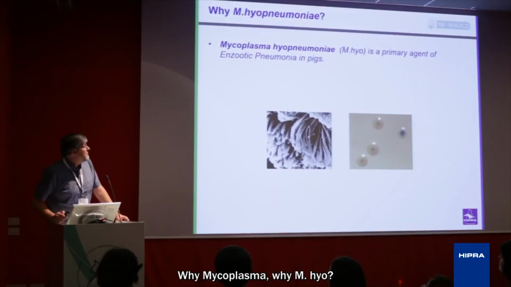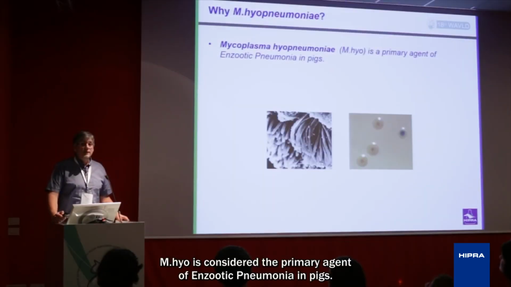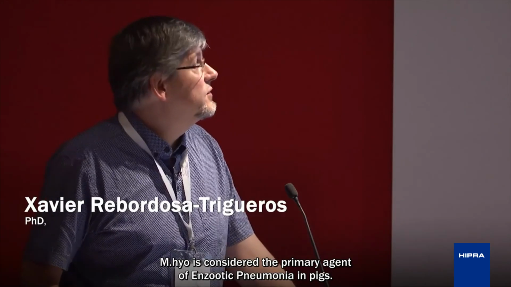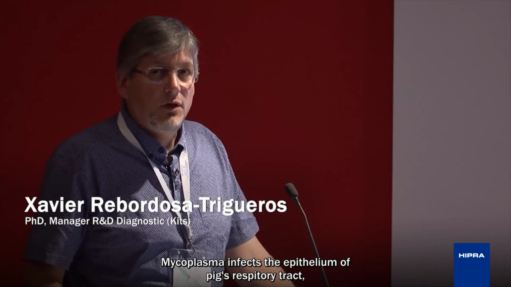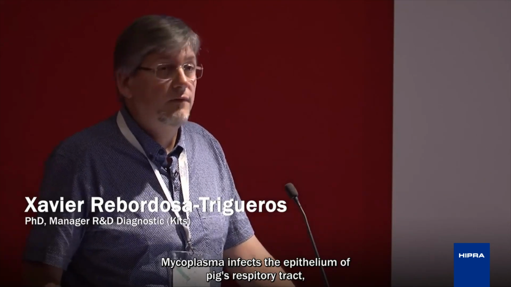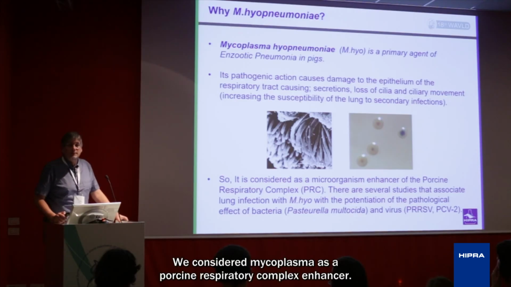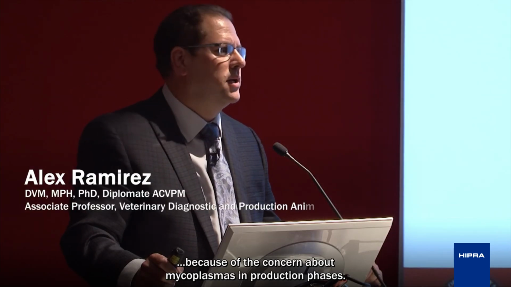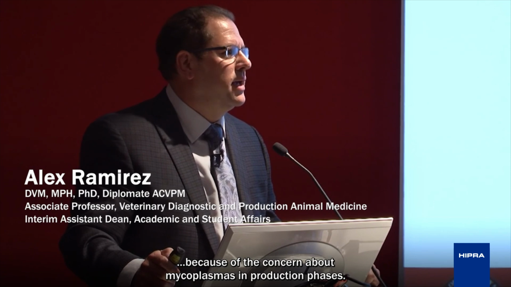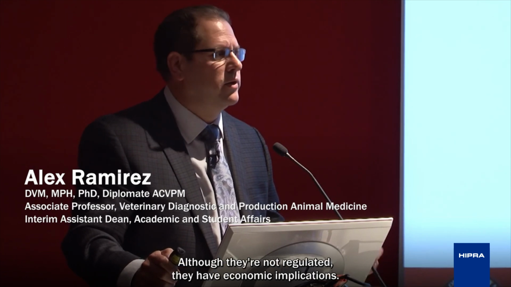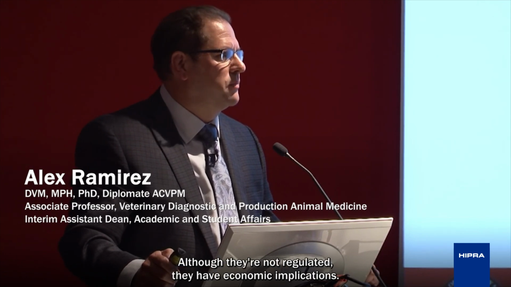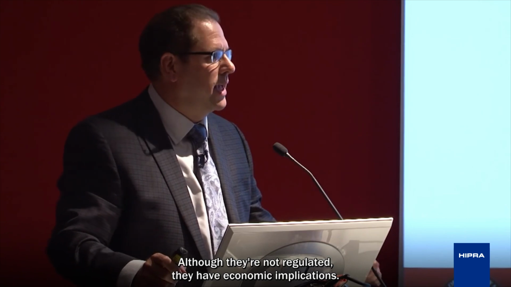Why mycoplasma, or why M.hyo? M.hyo is considered the primary agent of enzootic pneumonia in pigs. Mycoplasma infects the epithelium of the respiratory tract of the pig and causes damage in this epithelium. We consider that mycoplasma is an enhancer of the so-called porcine respiratory complex, because of the concern that mycoplasmas have in the production phases. Although they're not regulated, they cause some great economic implications.